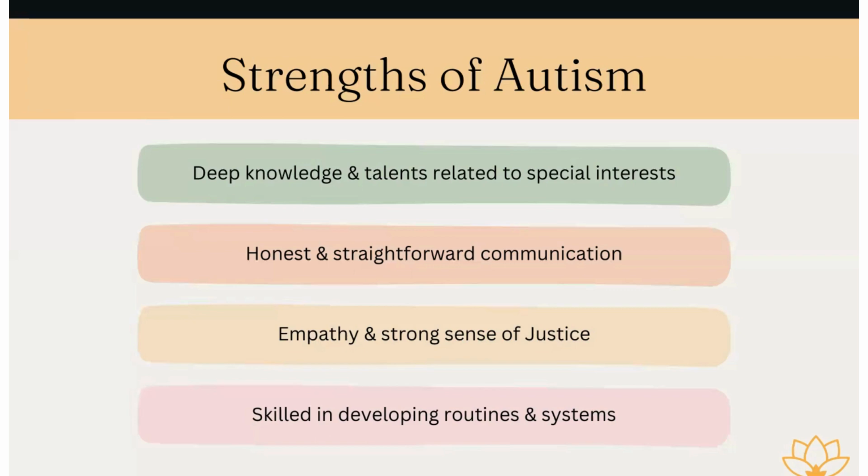They might be skilled in developing routines and systems. So again, individuals on the autism spectrum tend to be very talented in pattern recognition because of their preference for repetition, for patterns, for routines. They're able to look at these routines and systems in place and develop one that works best to help them. And they can also apply that to other situations.